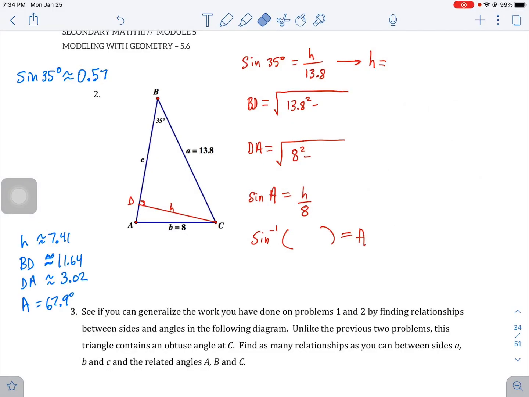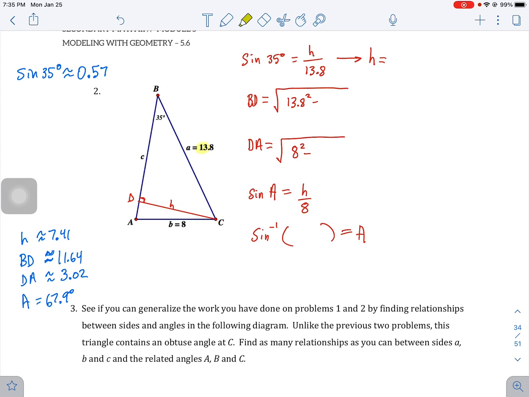Welcome. This is the second triangle on task 5.6. And again, what's given is we've got a side length, another side length, and we've got one angle. We're going to try and find the other two angles as well as the third side length.